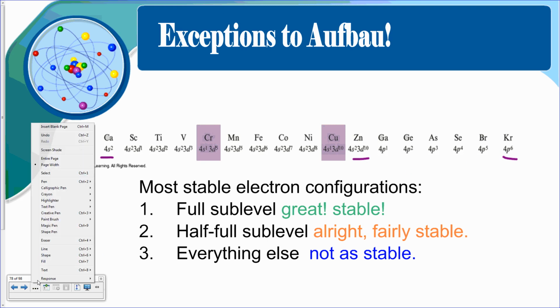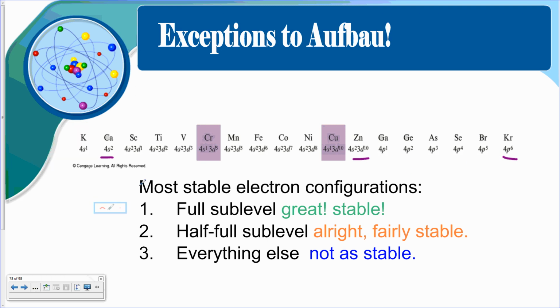Second most stable would be half-full sublevels, such as s1. Really no other choice but half-full. Then d5, and then p3. Knowing that, everything else is less stable than those two configurations, so it makes sense that copper would take on a d10 and that chromium would take on a d5, sacrificing one of the s sublevel electrons to take that half-full position for chromium and completely full sublevel position for copper.